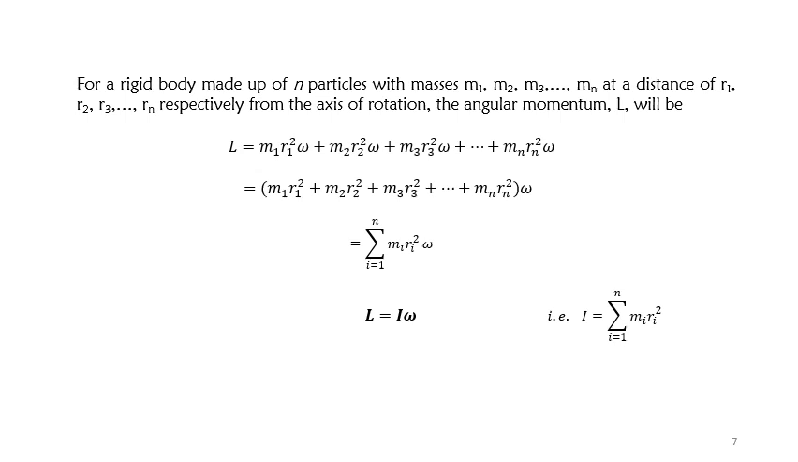So for a rigid body, for example, natural rigid bodies are made of a number of particles, n number of particles, and each particle has its mass. We tag the mass of each particle m1, m2, m3, m sub n, and these particles are at different distances, r1, r2, r3, r4, as it may be, from the axis of rotation.